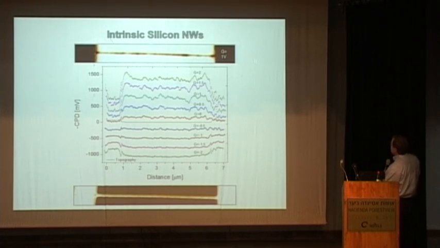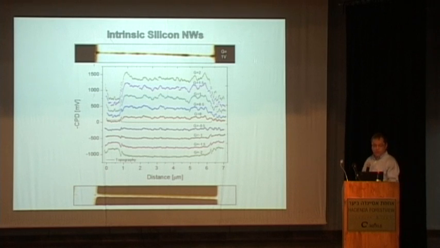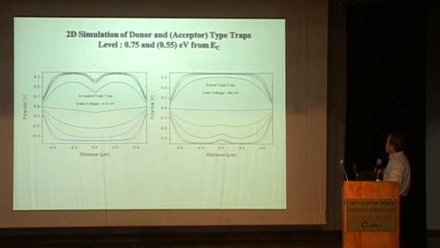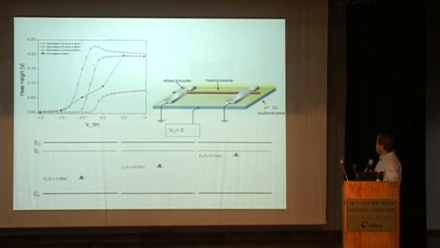Here you can see the KPFM image for a gate voltage of 1 volt, and you see that the topography image is featureless. So there's no crosstalk problem here. Now, if we do some simulation, we solved the Poisson equations, and we put either acceptor type traps or donor type traps, and you can see that when we put an acceptor type trap at a certain energy that I will soon show, we see a feature that resembles our measurement for a negative applied bias.